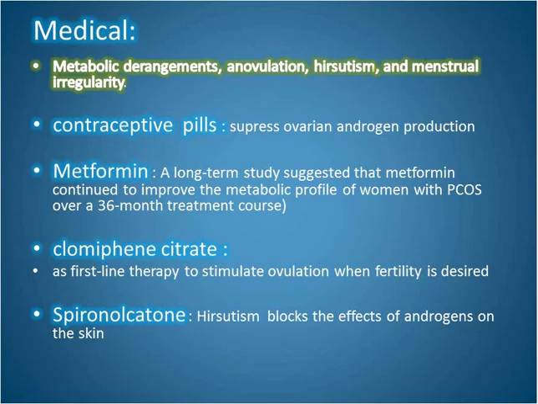Metabolic derangements in anovulation, hirsutism, and menstrual irregularities can be treated medically. We have contraceptive pills, which suppress the ovarian androgen production, and metformin. A long-term study suggested that metformin continued to improve the metabolic profile of women with PCOS over a 36-month treatment course. Clomiphene citrate is a first-line therapy to stimulate ovulation when fertility is desired, as it increases FSH, so it helps the transformation of androgen into estradiol and helps ovulation, as we said before. And spironolactone blocks the androgen receptors, so it blocks the effects of androgen on skin and prevents hirsutism.